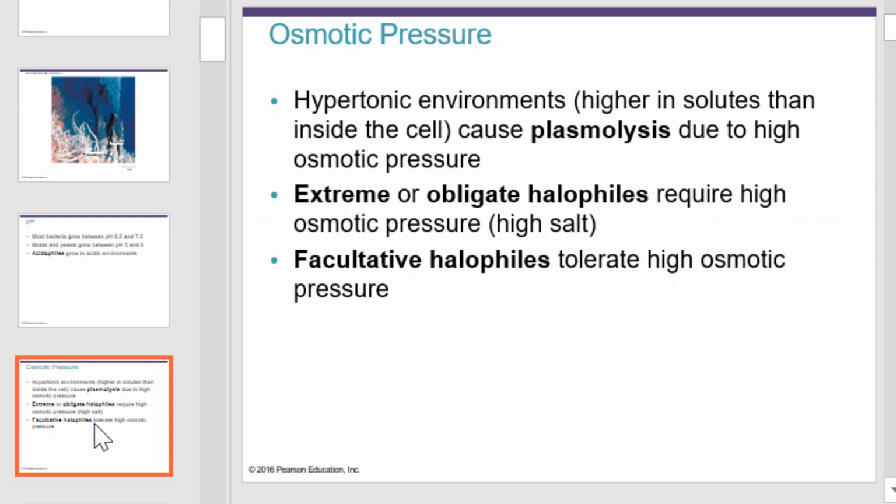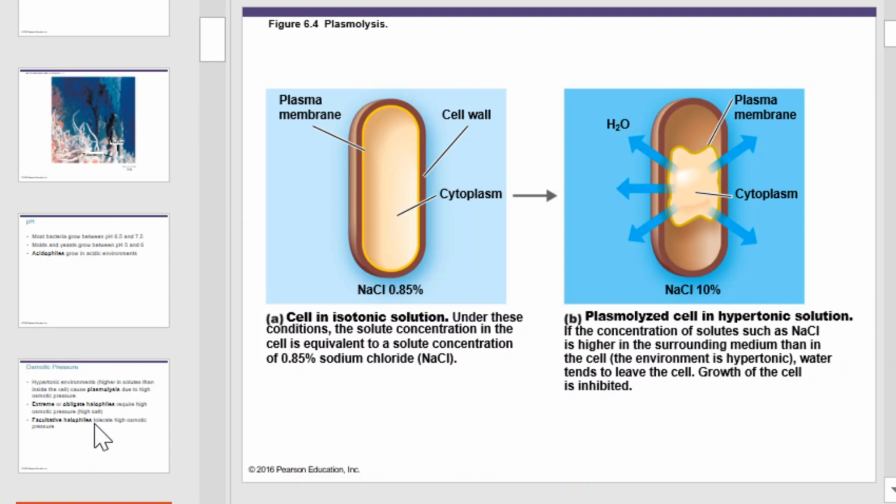Extreme or obligate halophiles actually require high osmotic pressure, or basically high salt concentrations, in order to survive, while facultative halophiles tolerate high osmotic pressure but don't necessarily need it to survive. This is just a picture illustrating a plasmolyzed cell versus a cell in an isotonic solution. In an isotonic solution, you'll notice the cell looks pretty normal. In the plasmolyzed cell, all of the liquid is being sucked out of the cell. The cell basically prunes up inside of its cell wall and would perish.